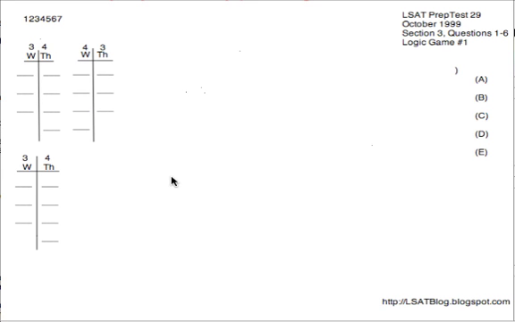Hey guys, this is test 29, game 1. This is the accountant with 7 bills game. It is a splitting game, which is kind of similar to an in-out game sometimes. Basically, the difference is that with a splitting game, both groups are actually present, rather than one group being in, the other group being out.